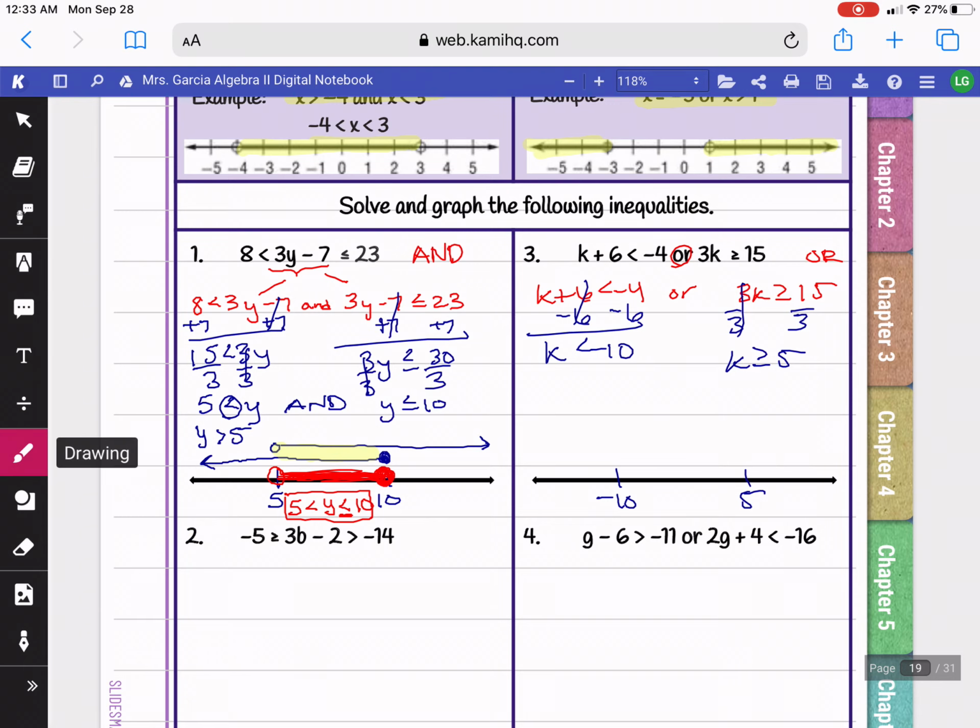K is less than -10 would be an open circle shaded to the left. And k is greater than or equal to 5 would be a shaded circle to the right. So I already have my number line done. On these, we do it on our number line right away. And then when you write your final answer, this time you leave them separate and you use the word or. So we have k is less than -10 or k is greater than or equal to 5.